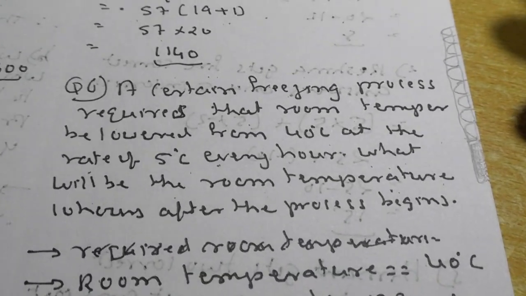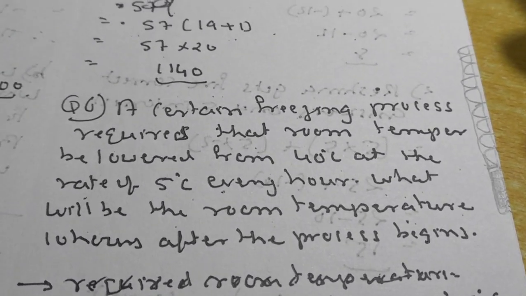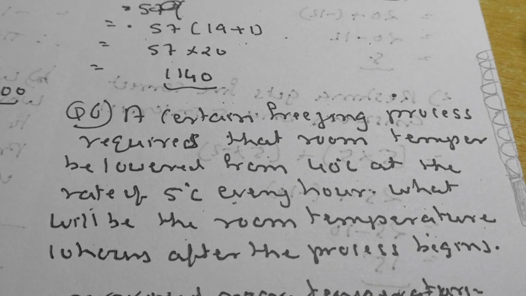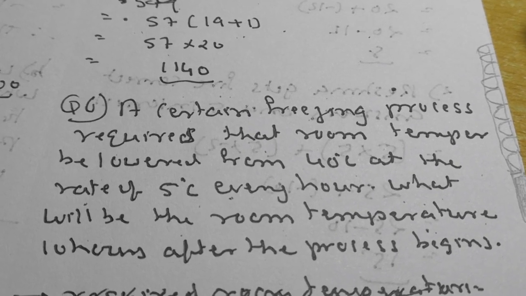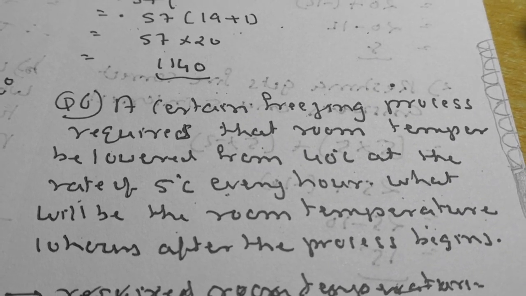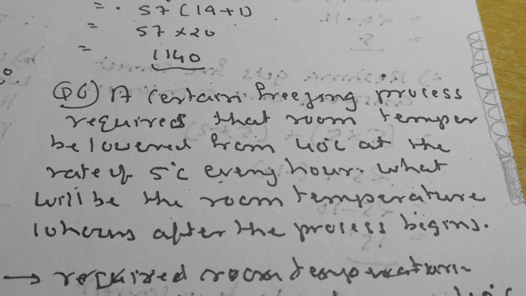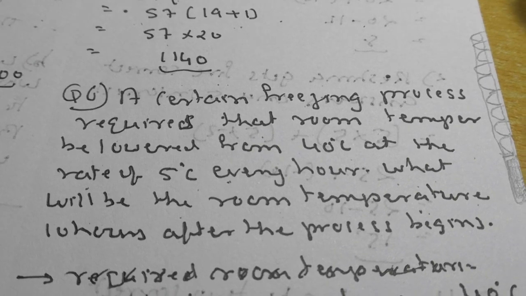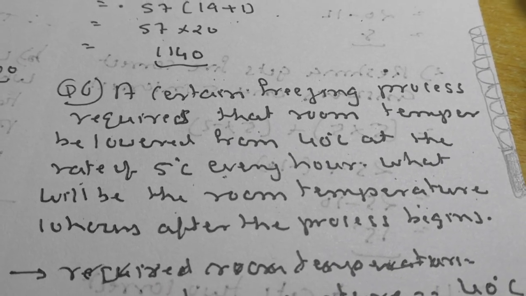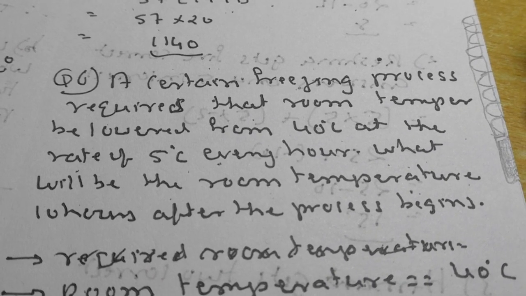Question number 6. A certain freezing process requires that the room temperature be lowered from 40 degrees centigrade at the rate of 5 degrees centigrade every hour. What will be the room temperature 10 hours after the process begins?